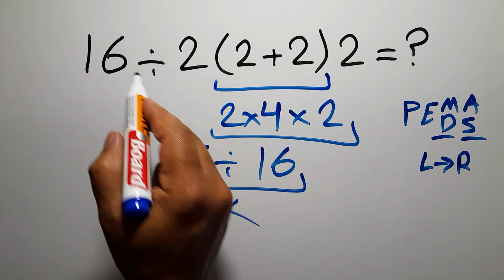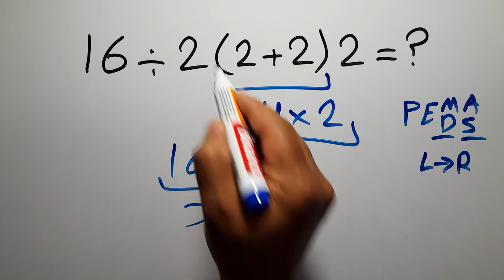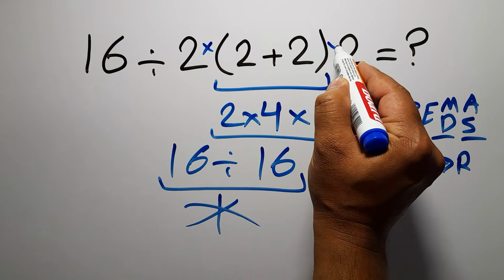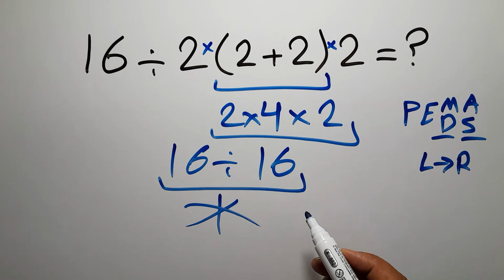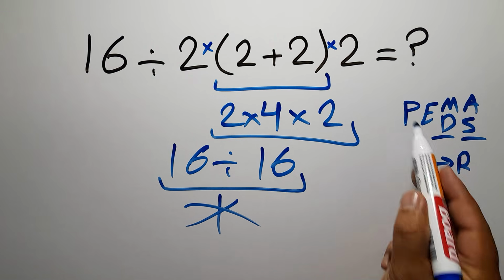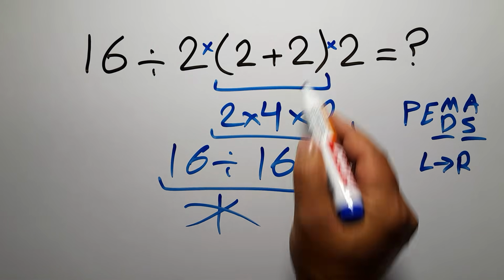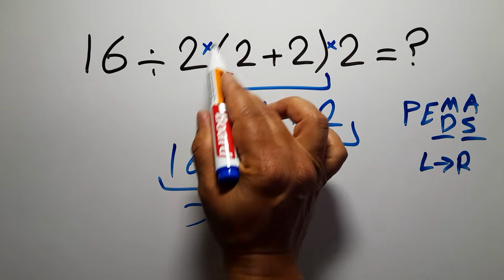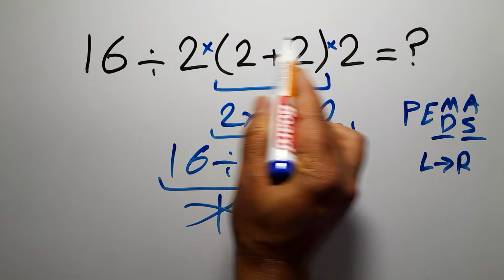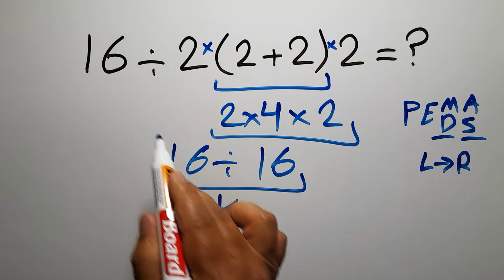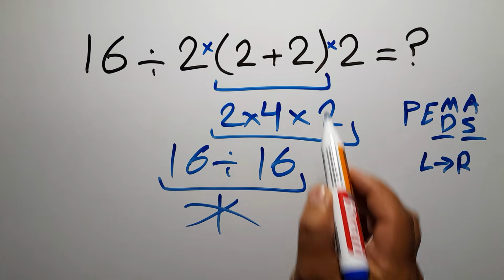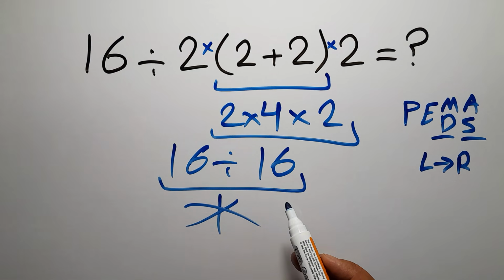In this expression, we have 1 division, 2 multiplications, and this parentheses. Okay, according to the PEMDAS, first we have to do this parentheses, and after this parentheses we have 2 divisions and we have 2 multiplications and 1 division.